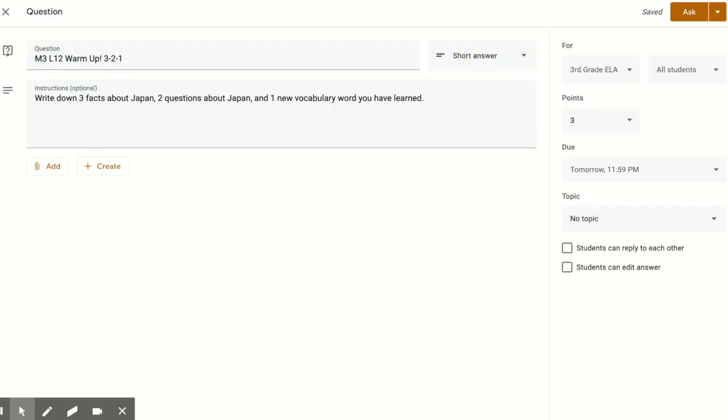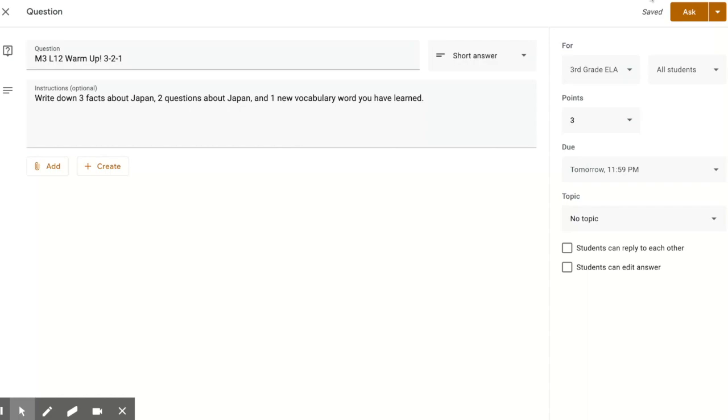All right, third graders, your warm up for this lesson today is going to be a 3-2-1. A 3-2-1 is where you are going to be writing 3 sentences, 2 sentences, and then 1 sentence or idea. For this warm up today, you are going to be writing 3 facts about Japan that you learned from Grandfather's Journey or Tea with Milk, 2 questions that you still have about Japan, and 1 new vocabulary word that you have learned from this text.